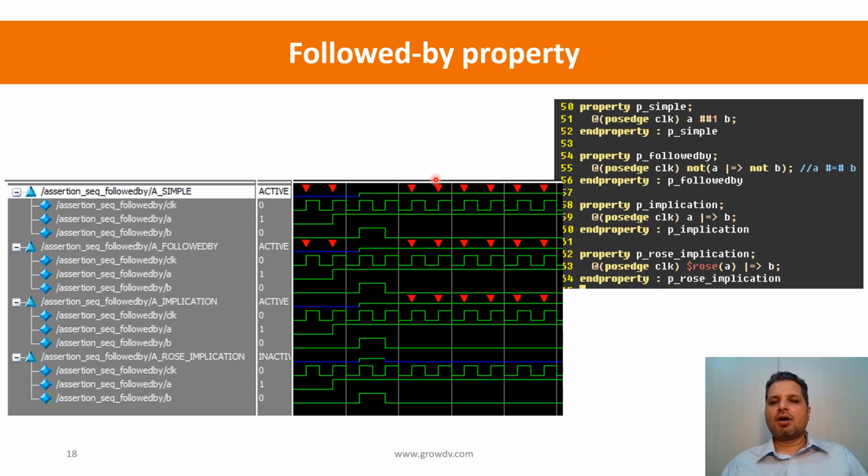I want you to contrast between them and understand this fundamental difference very clearly, because this is a very important point. It not only clarifies followed by, but clarifies these various possibilities and how they behave differently. Between these two, I wanted you to see how the level sensitive versus the edge sensitive behavior of the property changes.